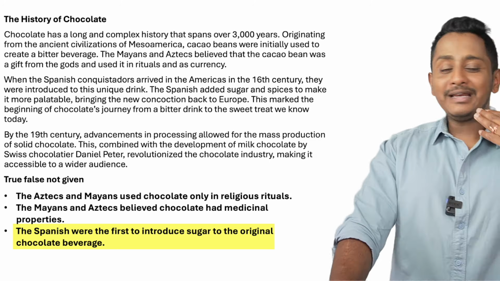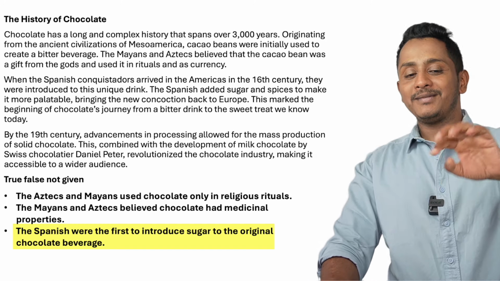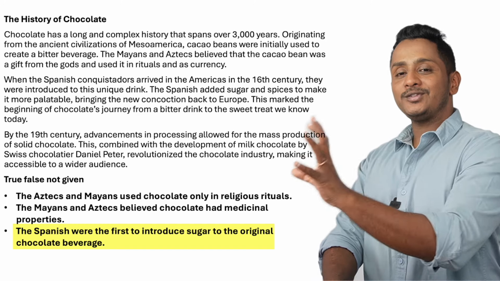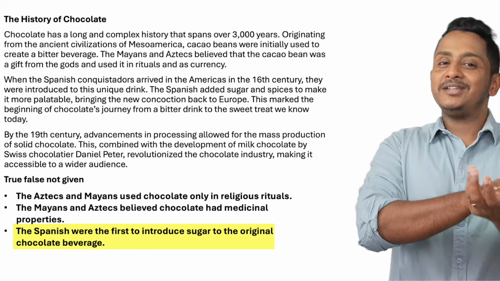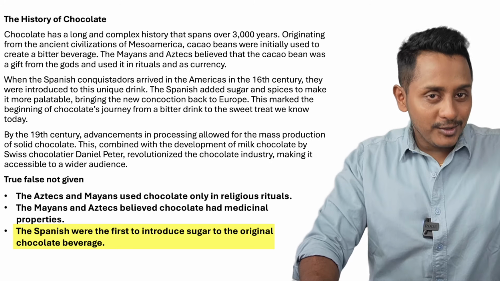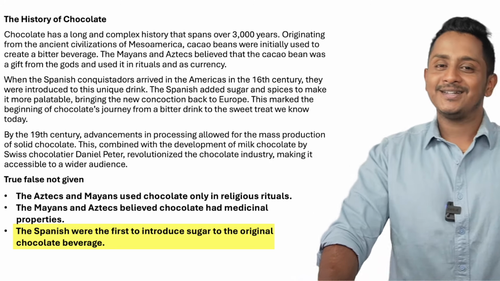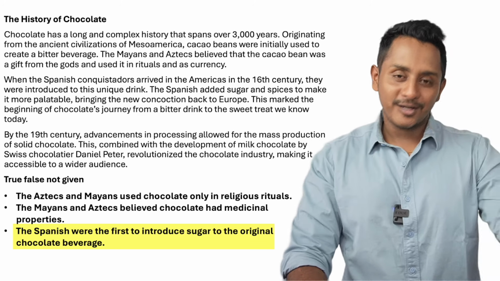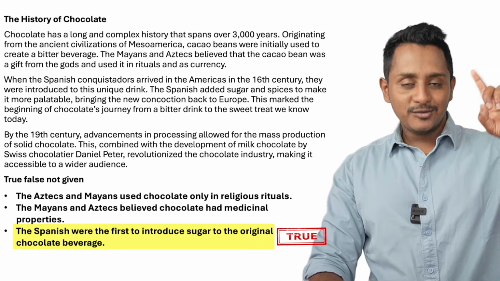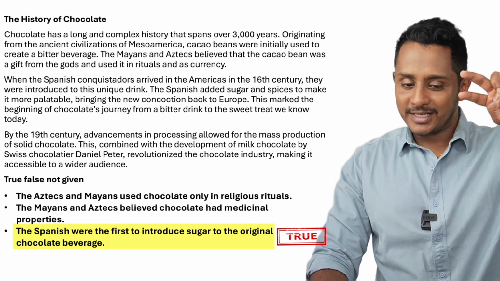Hope you are getting it. It's not clearly written that they were the first to do it, but it's written that they were the first to bring this new dish, and the new dish was made by the Spanish. So the Spanish indirectly are the ones to first introduce sugar to this chocolate beverage. So the third one is going to be true. First one is false, second is not given, third one is true.